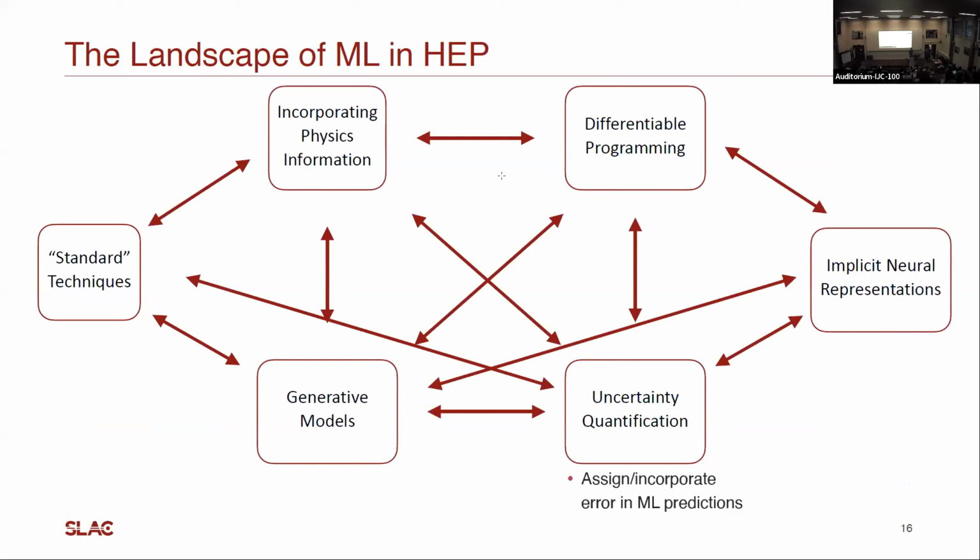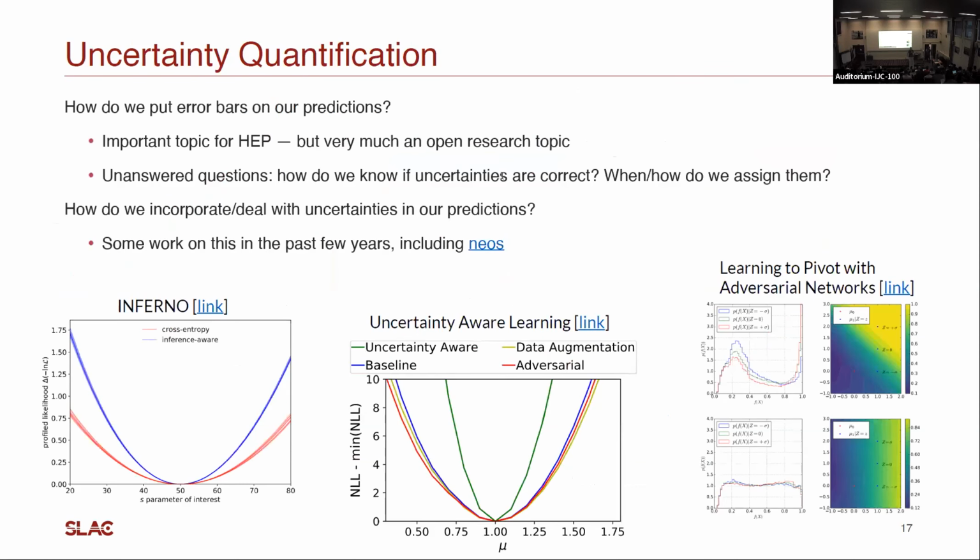And then the other big area that I wanted to mention was uncertainty quantification. And this is kind of twofold here. So one being, how do we put error bars on our predictions?